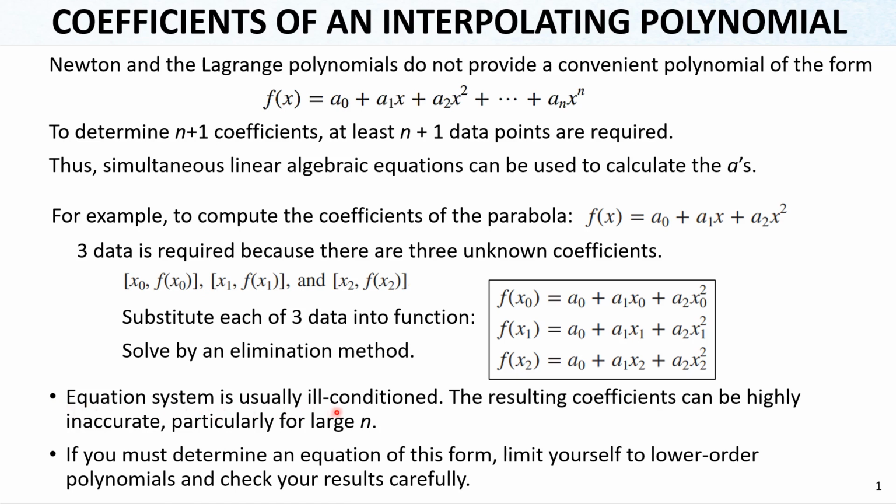The equation system is usually ill-conditioned. So this kind of system is ill-conditioned. That's why the resulting coefficients can be highly inaccurate, particularly for large n. So if we increase the terms, we can have some issues in solving. If you must determine an equation of this form, limit yourself to lower order polynomials and check your results carefully.